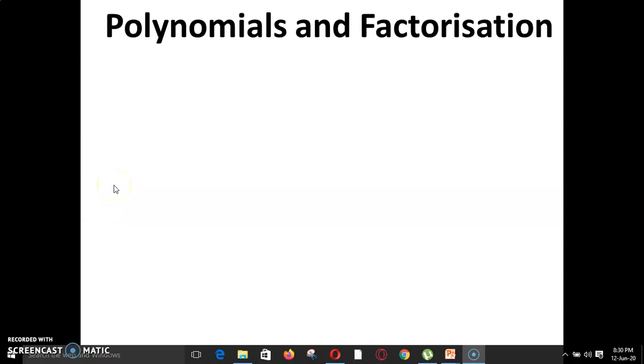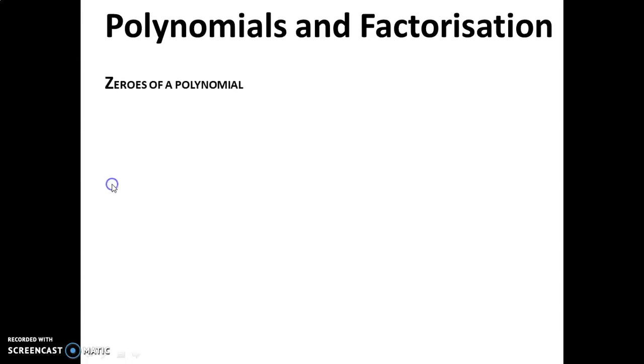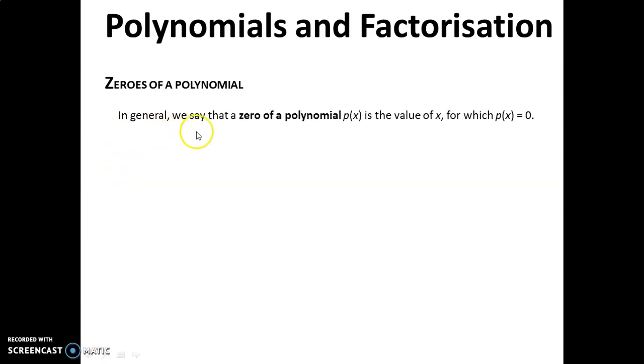Hello everyone, welcome back. In this lecture, I am going to explain the zero of a polynomial and how to find these zeros. So, what is the zero of the polynomial? A zero of the polynomial p of x is a value of x for which p of x is zero. Where the p of x value will be zero, that x value we call a zero of the polynomial. I will explain with an example.